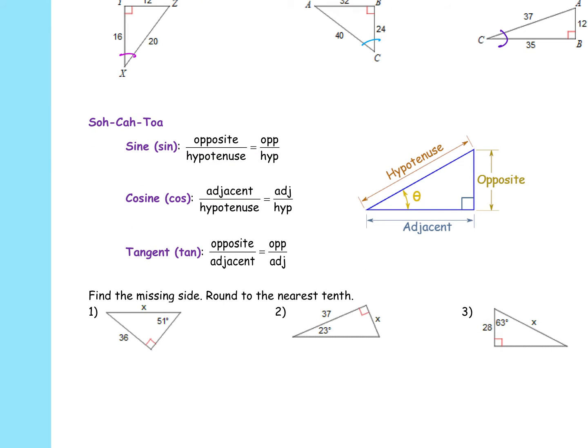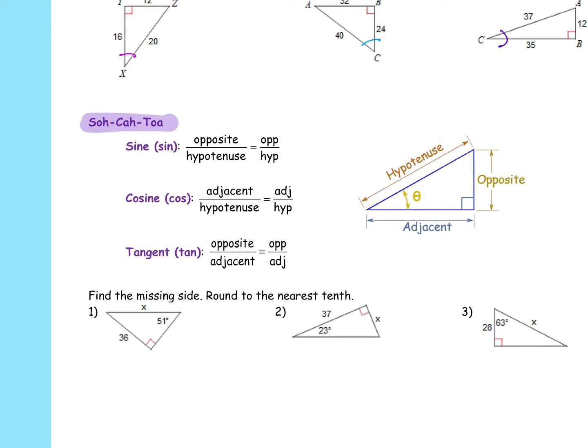And the little mnemonic thing to remember is SOHCAHTOA. It's just the first letter of each word. So sine is opposite over hypotenuse, cosine is adjacent over hypotenuse, and tangent is opposite over adjacent. Just a way to remember it, right? SOHCAHTOA. Okay, so now we're going to solve these.